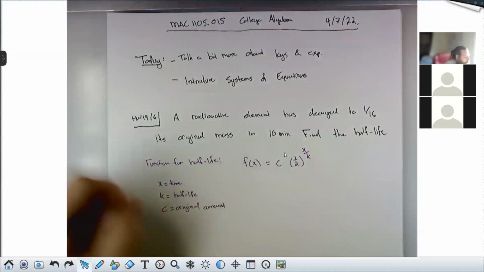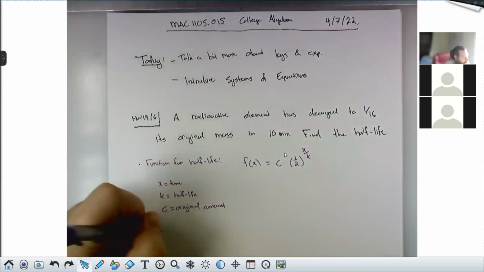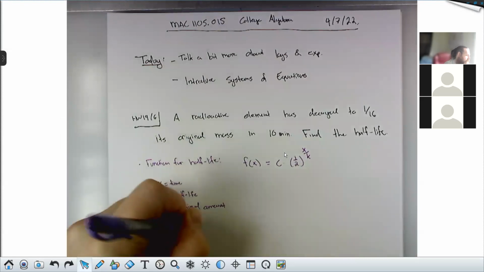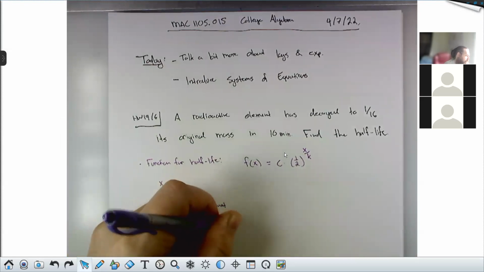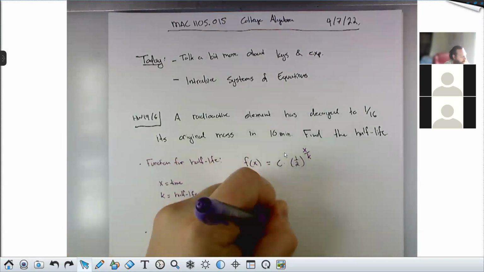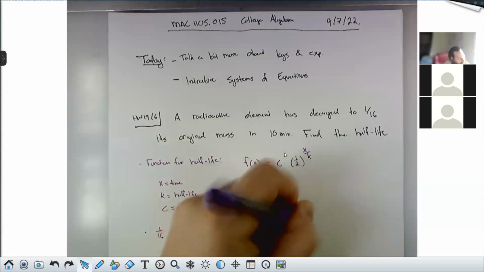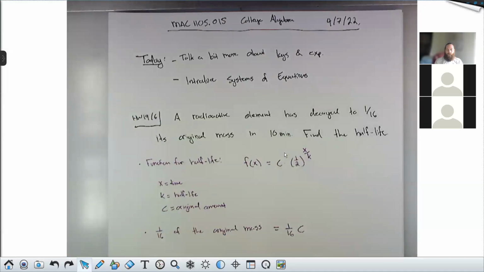So, 1/16 of the original amount. This would be 1/16 times c. It's okay that we don't know what c is. We're just describing the relative change, how much remains in terms of the original mass. So they told us that 1/16 of it remains. So I'm going to do something with this function and something with this output from that function.